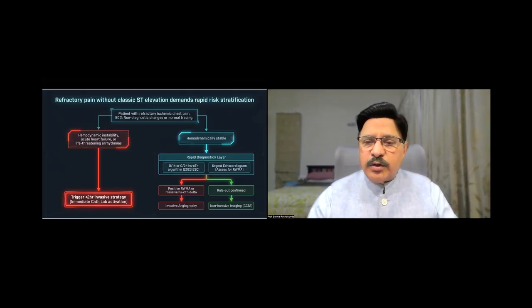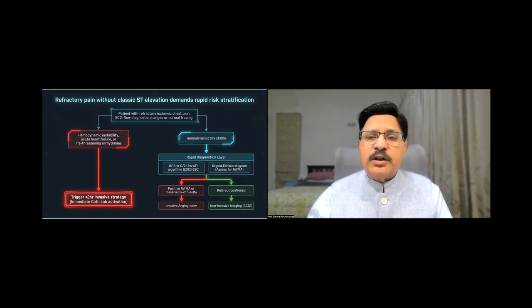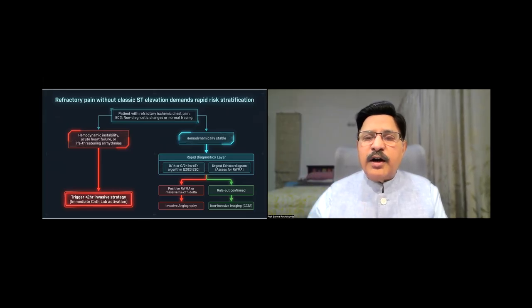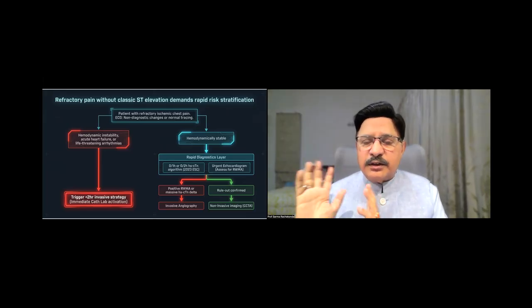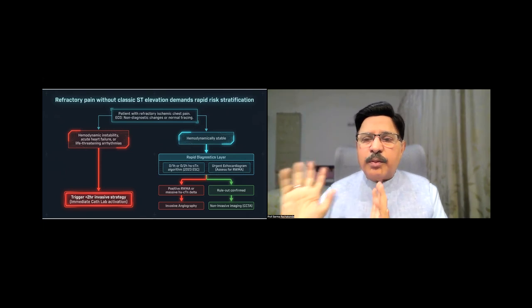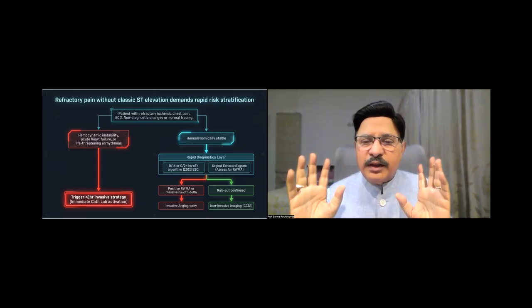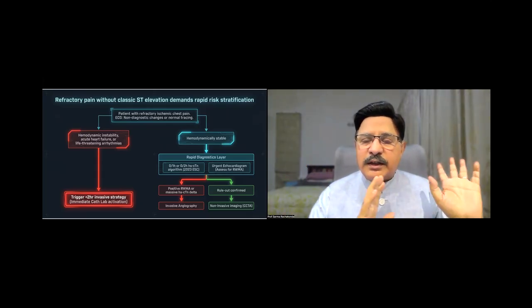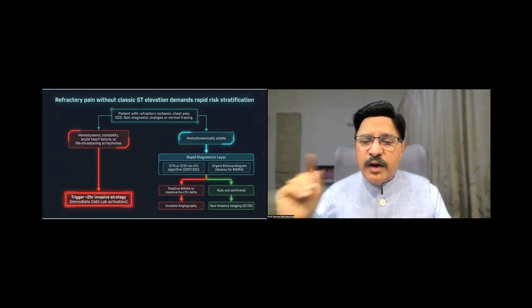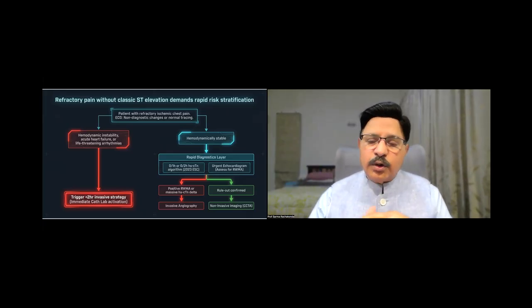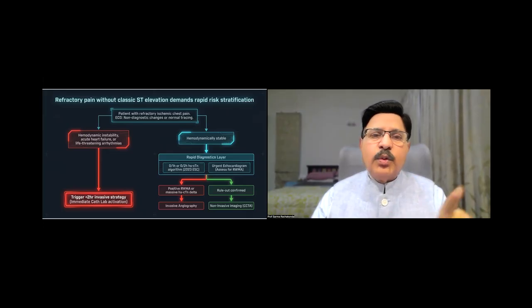Go to invasive angiography. But if the patient's pain is not regressing, yet hemodynamically stable, troponin did not show any increase, delta is not there, and regional wall motion abnormality is excluded, and all these are ruled out, then you don't take him to the cath lab. You go for non-invasive imaging, coronary CT angiography, depending on that.